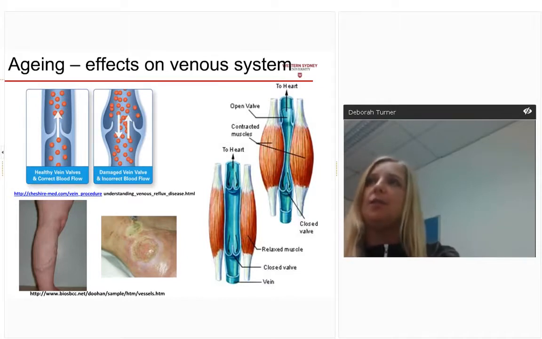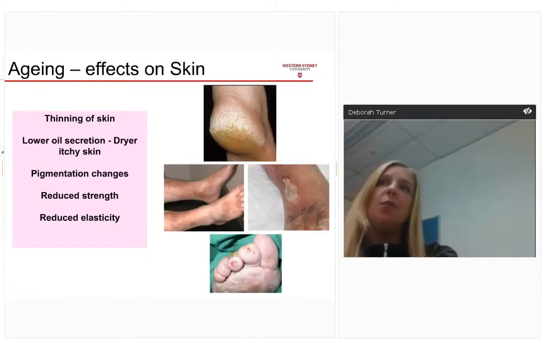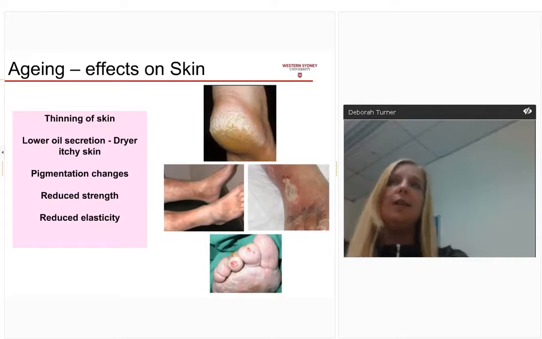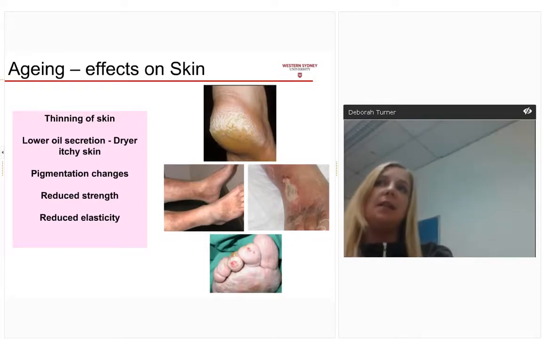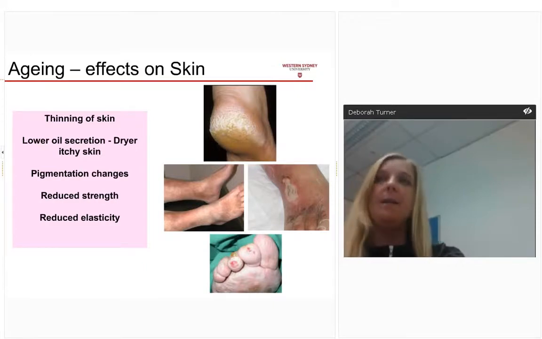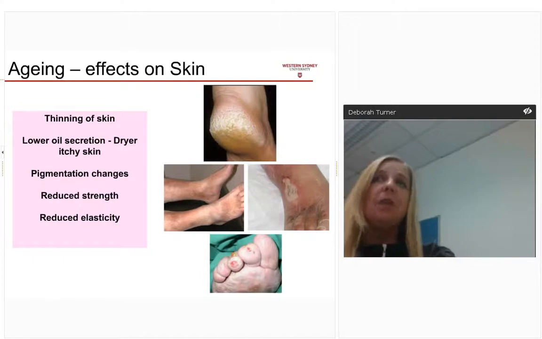We've also got to consider that one of our important structures is the skin, and recognise the importance that the skin has, particularly in the foot. It's a really important organ in terms of helping to dissipate some force, but also as a protective barrier against environmental agents and bacterial, viral and fungal manifestations. Generally, as people get older, we will see thinning of the skin. There will tend to be a lower oil secretion, making the skin drier and more itchy.